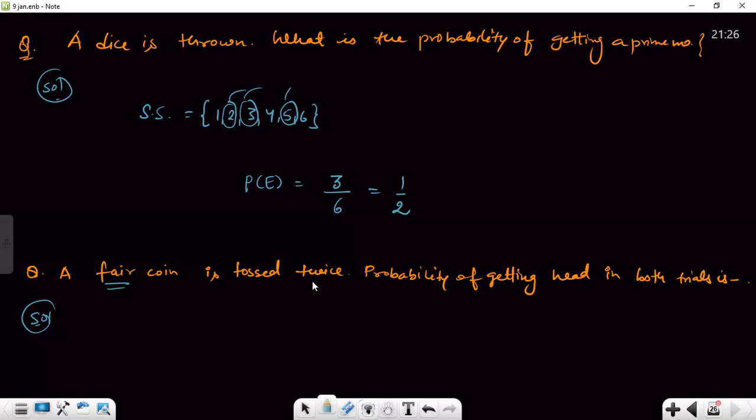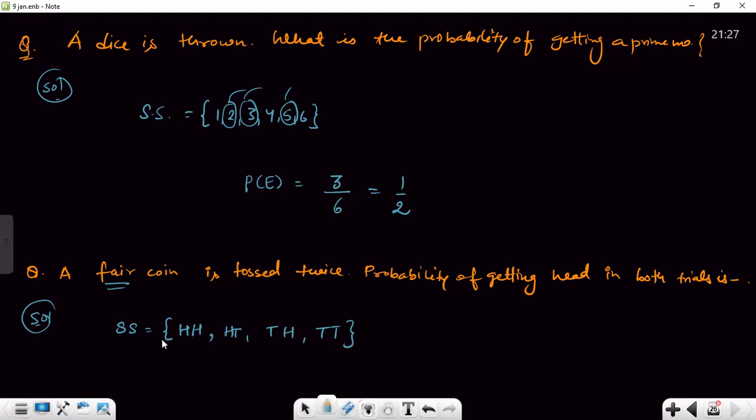Now, the coin is tossed twice. So the sample space will look like this: first it can give us head and then head, or maybe head and tail, or maybe tail and head, or maybe tail and tail. Four possible outcomes. Do you agree? And are you able to understand how we have written them?